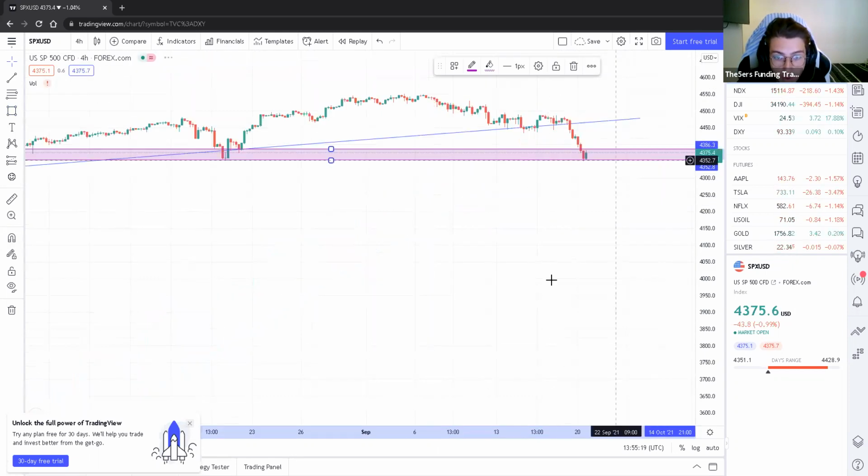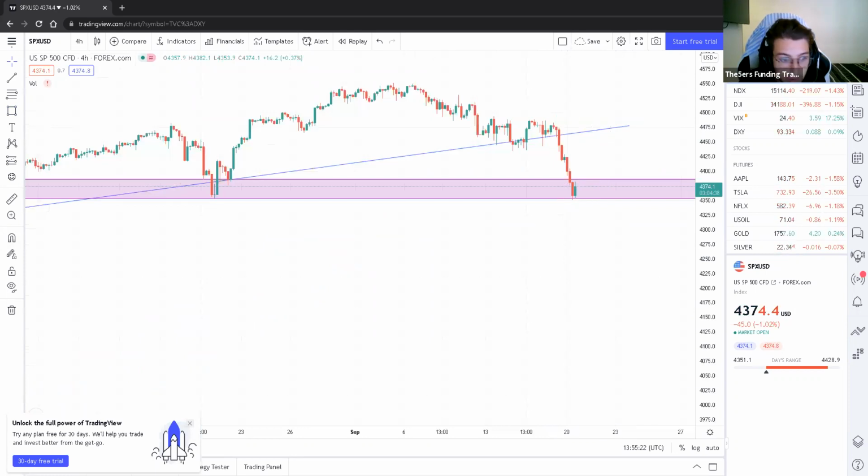Okay, small reaction here. Then maybe we can see also here on the dollar, it maybe reacts. Oh, very small.